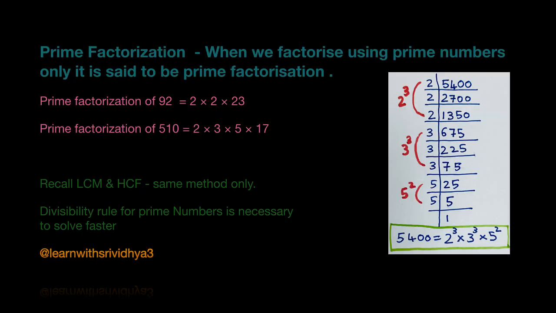Prime factorization falls under the fundamental theorem of arithmetic. When we divide a large number into smaller numbers using prime numbers alone, it is said to be prime factorization. For example, I have given 3 numbers here, 92, 510 and 5400. They are all written as the product of prime numbers, and this is called prime factorization.